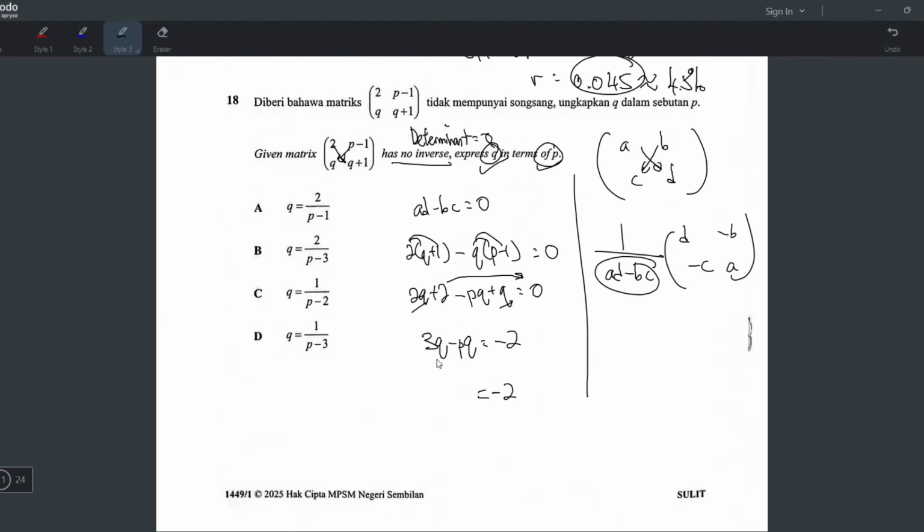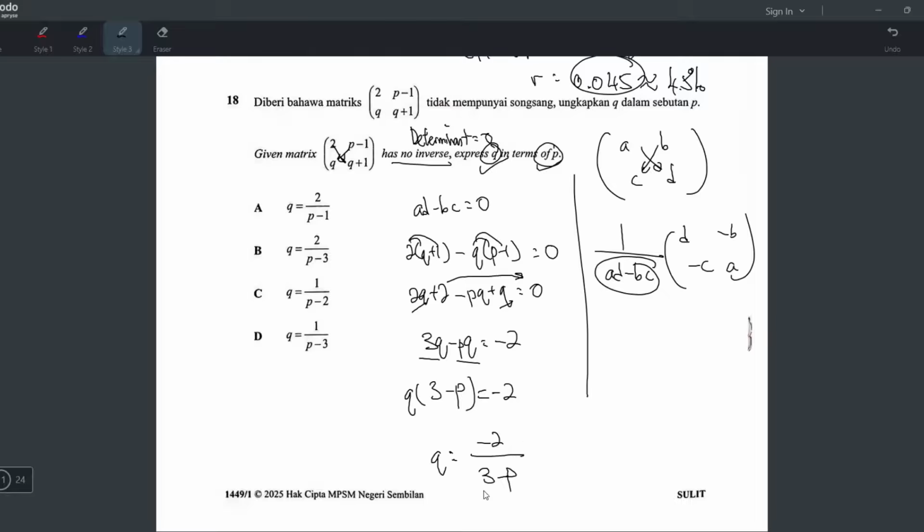And now I factorise Q, because both these two terms can be divided by Q. So I factor out like this. So 3Q divided by Q leaves 3. Negative PQ, I take out divide by Q, left with negative P. And why did I do that? Because I want to make Q single. So now we get the answer negative 2 over 3 minus P.